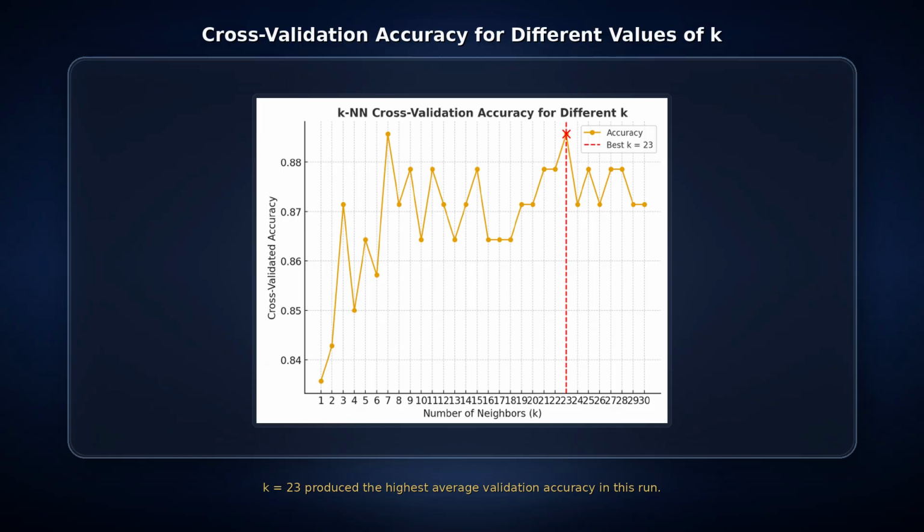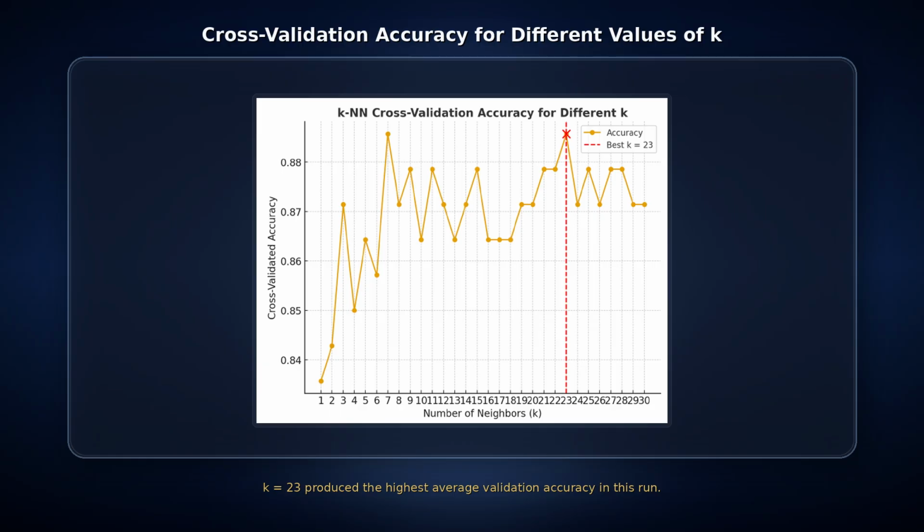In fact, several values in the low 20s perform similarly well. But K equals 23 produces the strongest average validation performance in this run, so it is the most defensible choice based on the evidence. This is the practical purpose of cross-validation. Compare candidate settings systematically, measure how they perform on held-out data, and choose the value that generalizes best according to the validation results. So, the takeaway from this graph is straightforward.